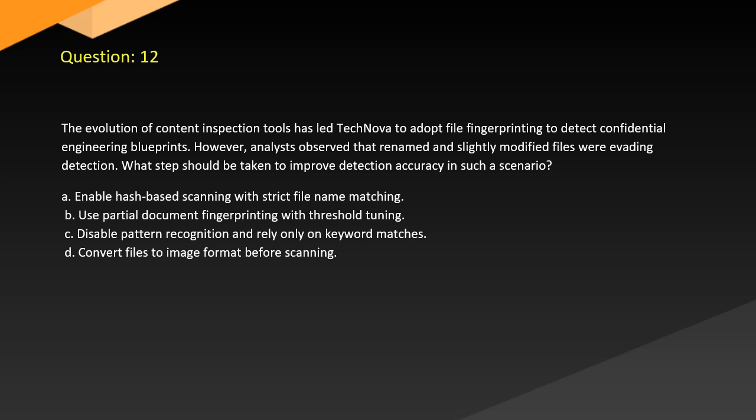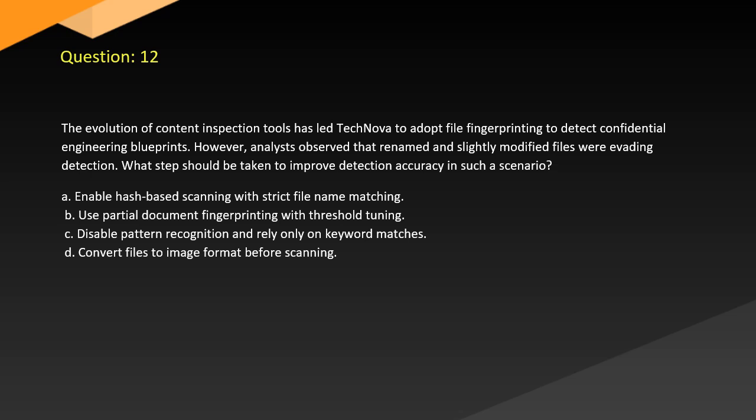Question 12. The evolution of content inspection tools has led Teknova to adopt file fingerprinting to detect confidential engineering blueprints. However, analysts observed that renamed and slightly modified files were evading detection. What steps should be taken to improve detection accuracy in such a scenario?